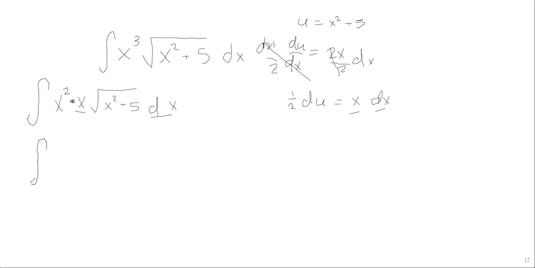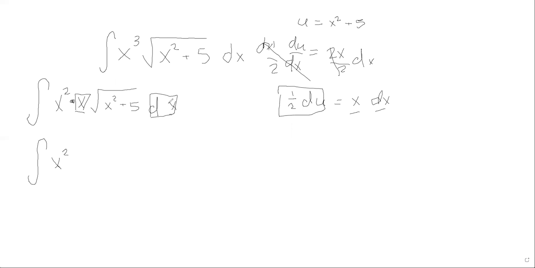So we're going to have the integral. It's just an indefinite integral, not a definite one. So this is going to be x squared. And then, like I said, I'm going to replace this x and this dx with this 1/2 times du.